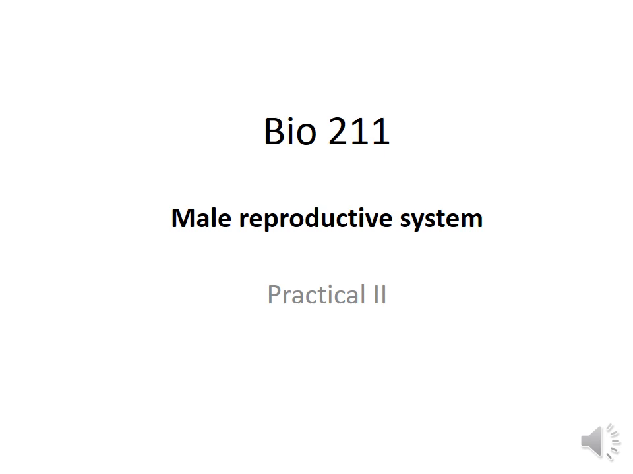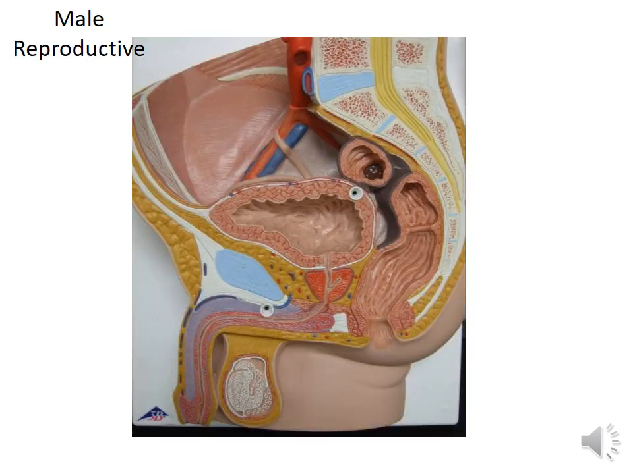So we're going to look at the male reproductive system for lab. In this we have both a model and a picture. This is a model with the sagittal section of the model. We're also going to have another part of the model that's going to have more of a 3D effect that's going to cover some things that you'll be able to see a little better.